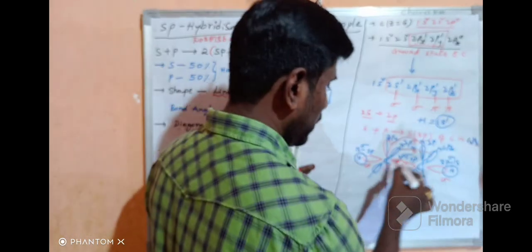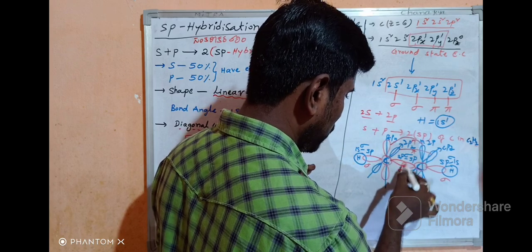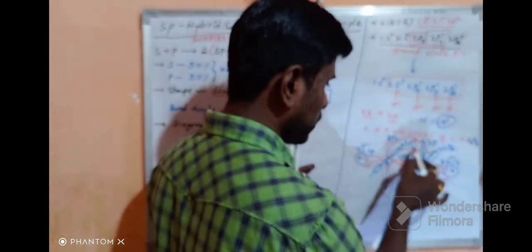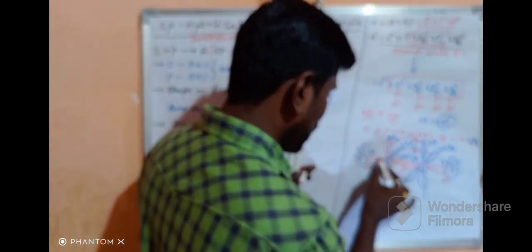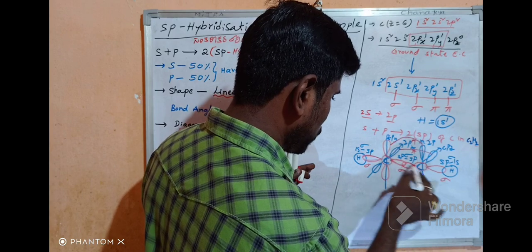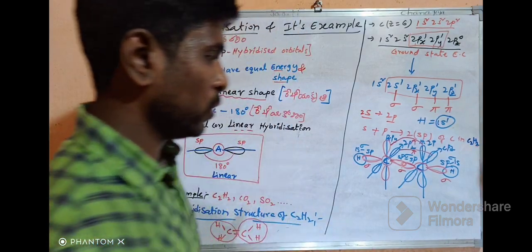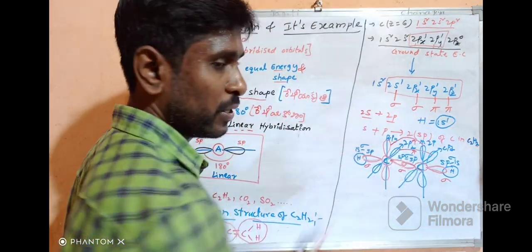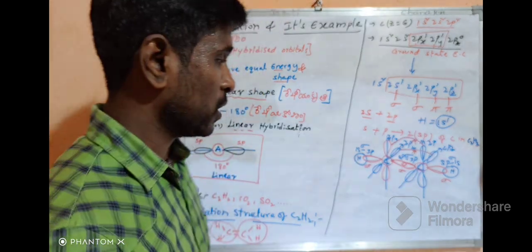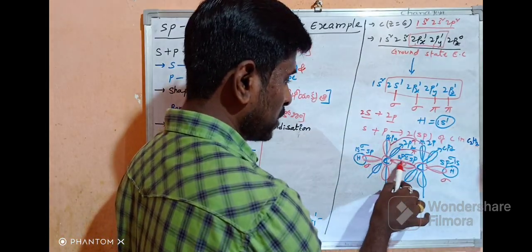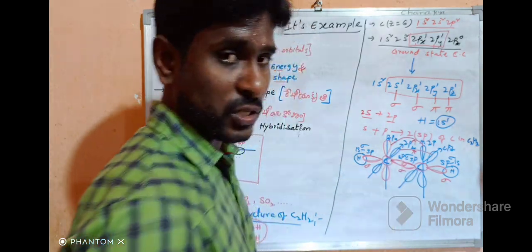Now between carbon and carbon, there is one sigma bond and two pi bonds. These two pi bonds are not involved in hybridization. Only the sp orbitals are involved in hybridization, and these orbitals alone describe the structure of the molecule. The remaining orbitals are not involved in hybridization and do not describe the shape of the molecule.